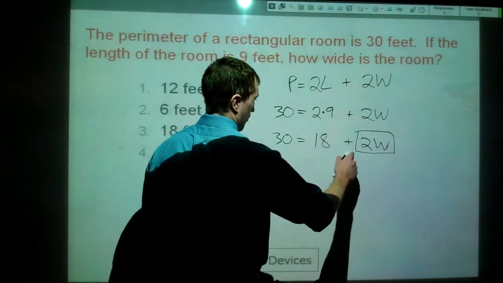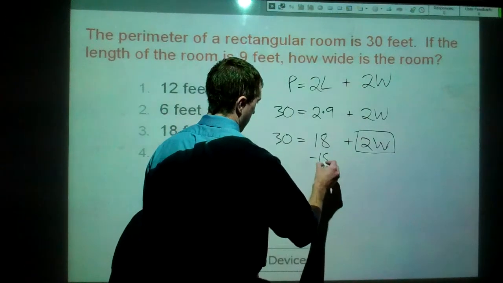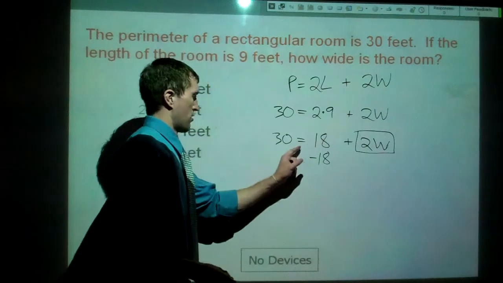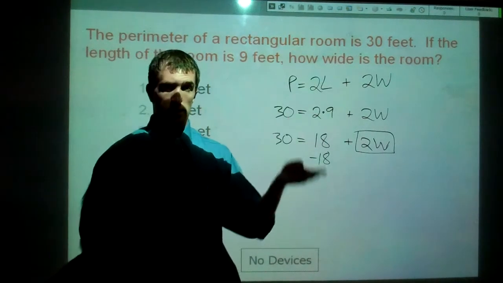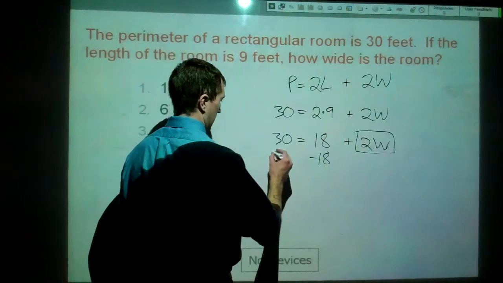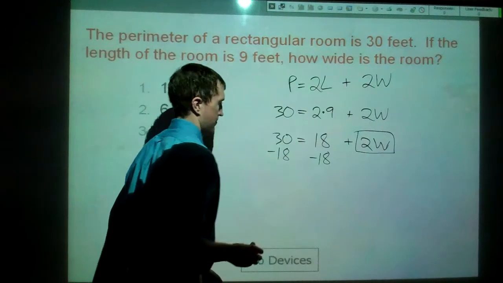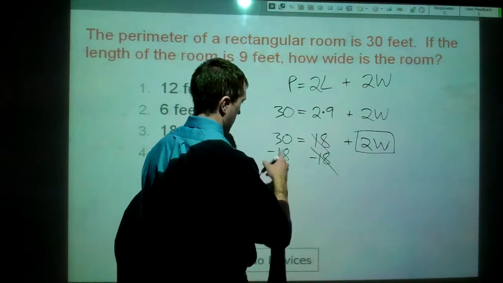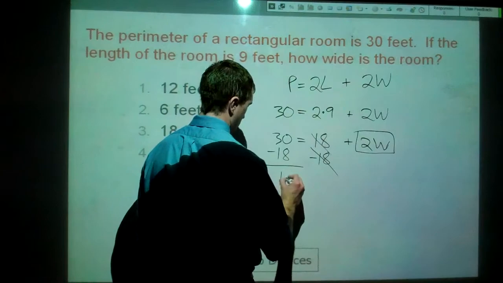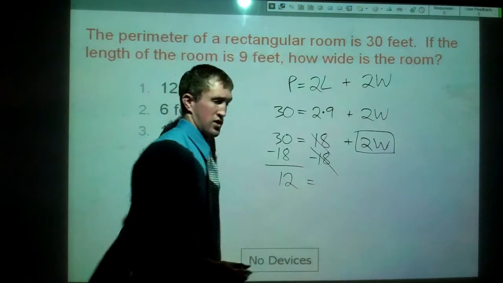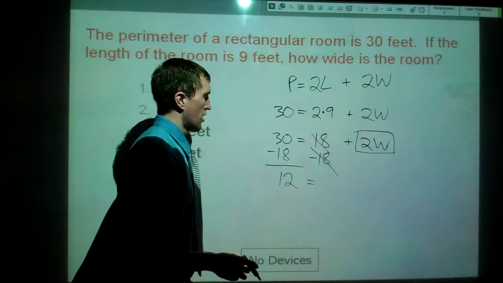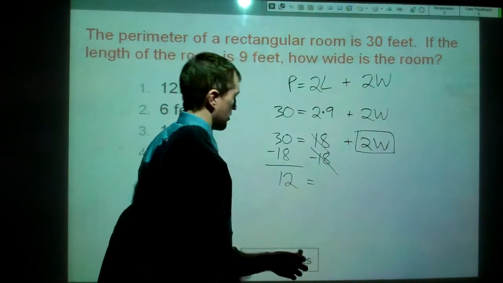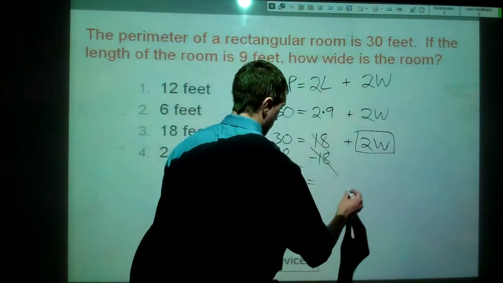So 18 plus, so I'm going to do minus 18. And the reason I'm doing that is to get rid of this 18 over here. But remember, we have an equal sign and we got to keep things balanced. I have to take away 18 over here as well. So these will cross. 30 minus 18 gives us our 12. We should have expected to see that. Because when we covered this up, we knew 18 plus 12 gave us 30. So now I know that 12 is 2 times W.